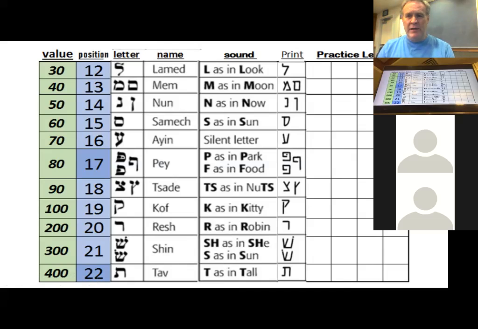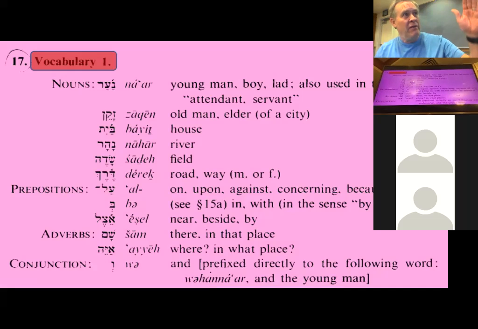It's normally giving examples about how to make them plural or feminine or masculine or whatever. But we've only had a certain number of vocabulary words. In chapter 1, we only had, I think, 12 vocabulary words. The word na'ar meant young man or boy or lad, could be attendant or a servant, but not a slave. Say that one. Na'ar. The next one is zaken, old man or elder. House was bait.